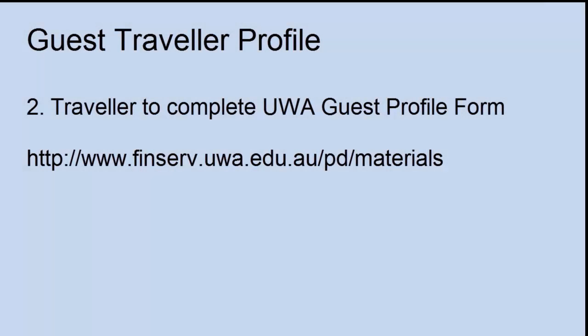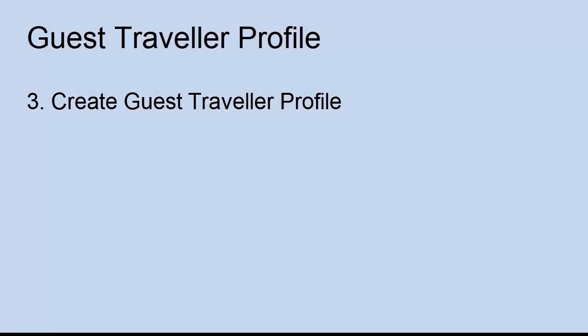Secondly, the traveller is to complete the UWA Guest Profile form. You can send that to them at any time, and it's located at this particular address. It's also available in the LMS modules. The third step is to actually create the guest traveller profile, and that's what I'm going to now show you.